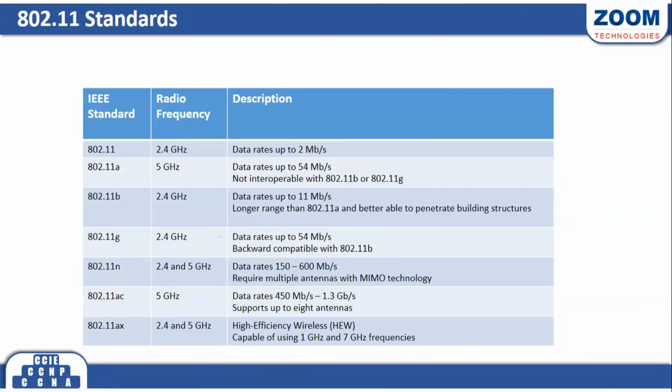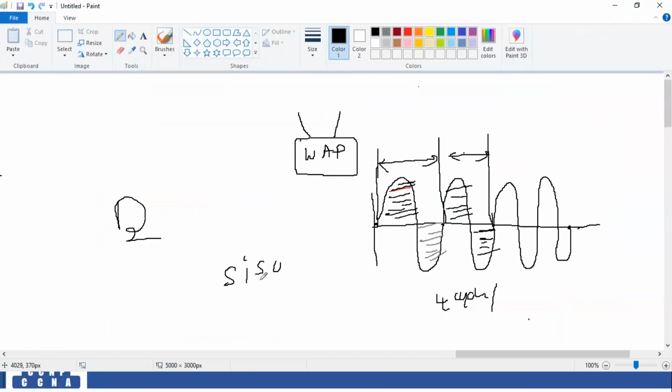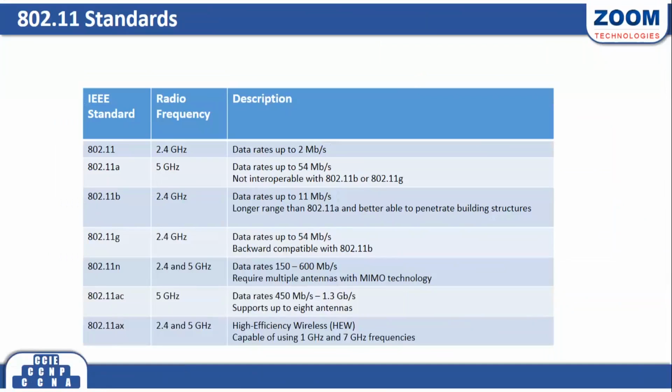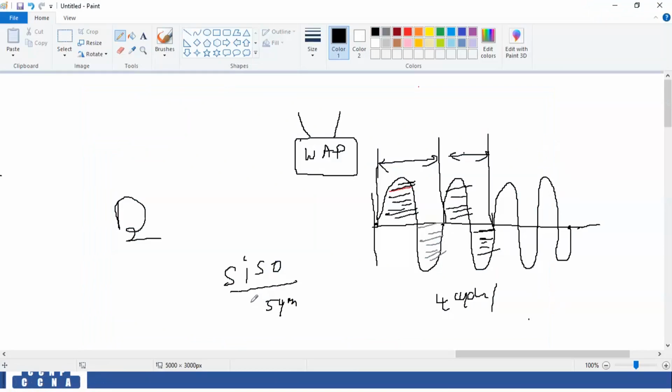All these technologies work with SISO technology, single in, single out. That is why the maximum is 54 Mbps. Whereas later 802.11n offers high transmission: 100 Mbps, 150 to 600 Mbps can be supported. It requires multiple antennas with MIMO technology, which means multiple in, multiple out. SISO is single in, single out; MIMO is multiple in, multiple out. Then data transmission is higher.